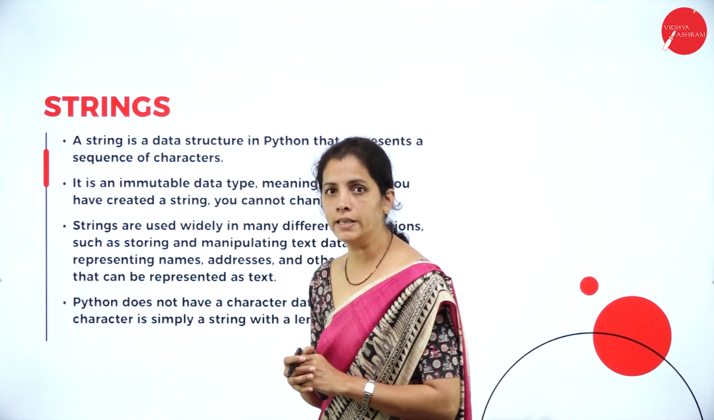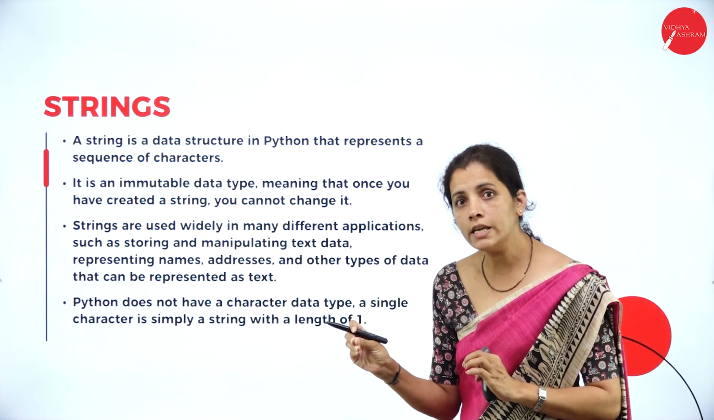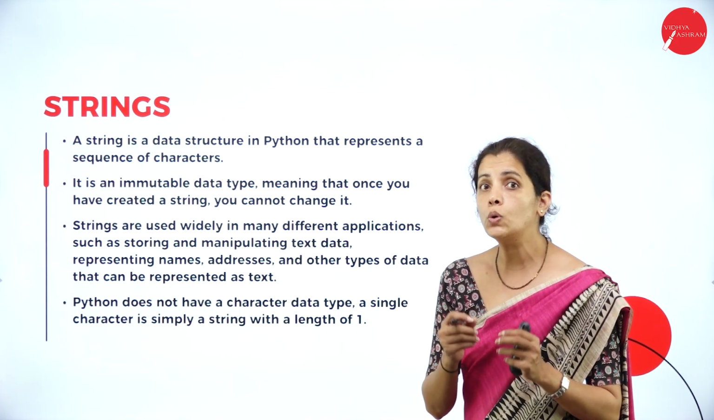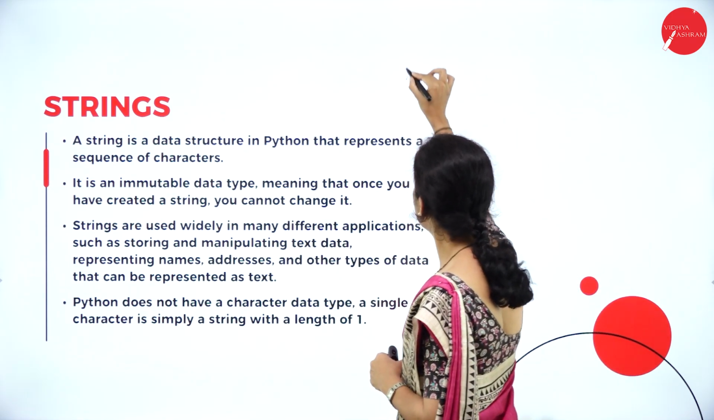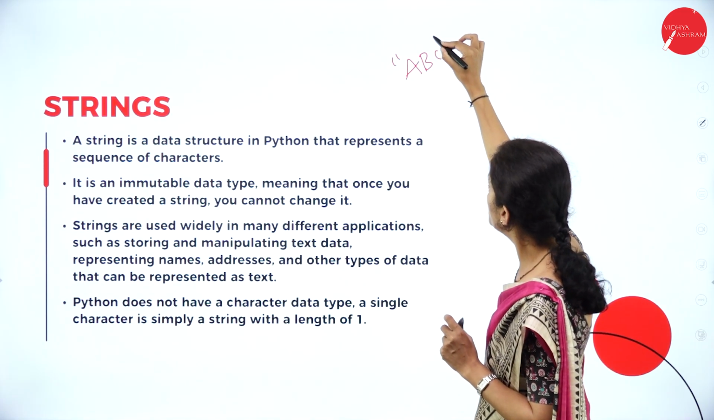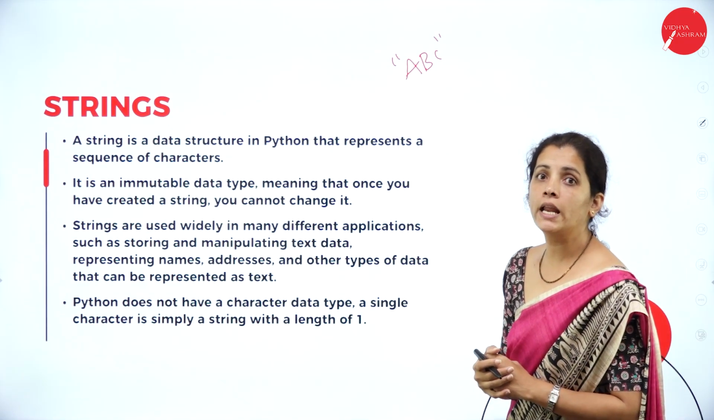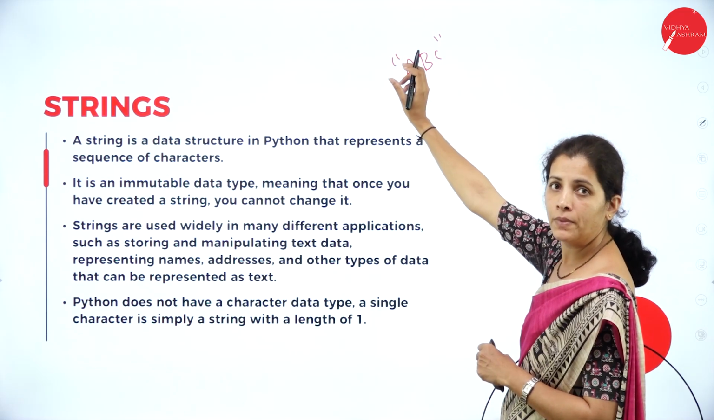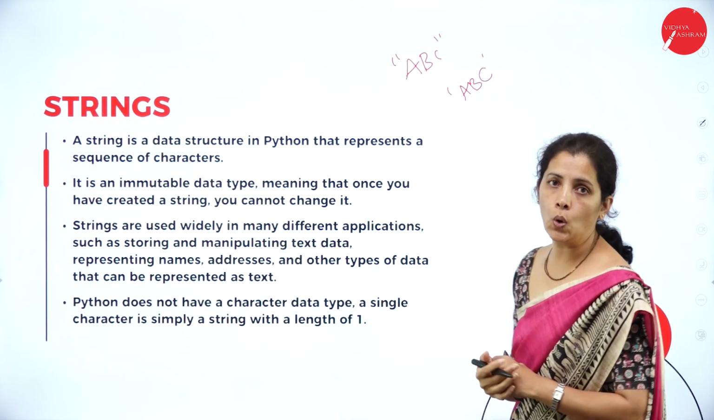So what is string? I hope everyone is familiar with string. String is nothing but the collection of character or group of character, and that is known as string. If I write A, B, C, and if I write this within the double quote, then it is known as string. And in Python, we can define the string in two ways. One is by using double quote and another way is by using single quote.